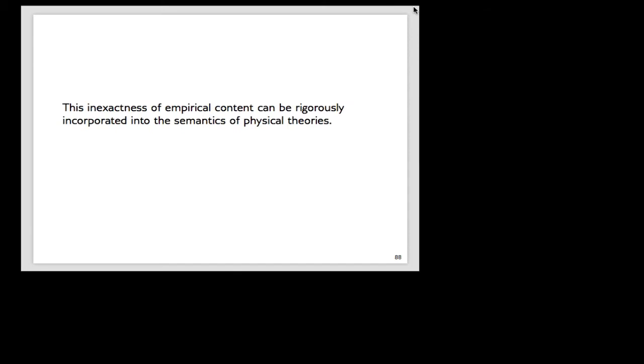Okay. So if one's willing to take that as a criterion for empirical adequacy, then what you can show is that the exactness of empirical content that we've found in quantum field theory can in fact be rigorously incorporated into the semantics of physical theories. There's no reason not to think that the empirically adequate models of quantum field theory are in fact physical theories. And I think that this provides an understanding of the sense in which quantum field theory is in fact a theory, as I just said.